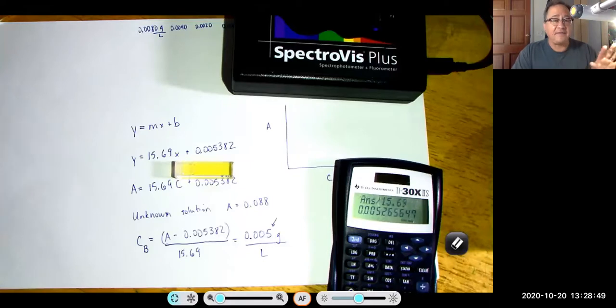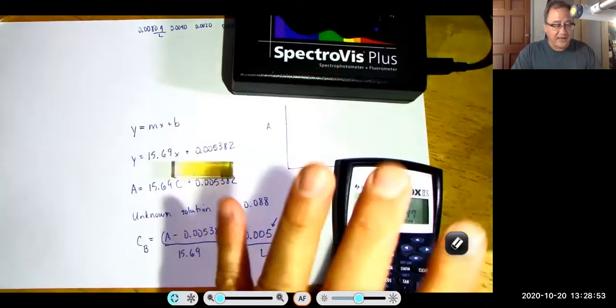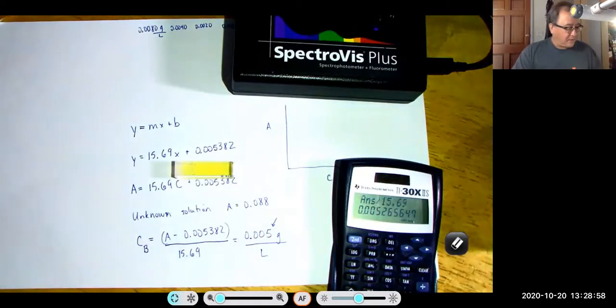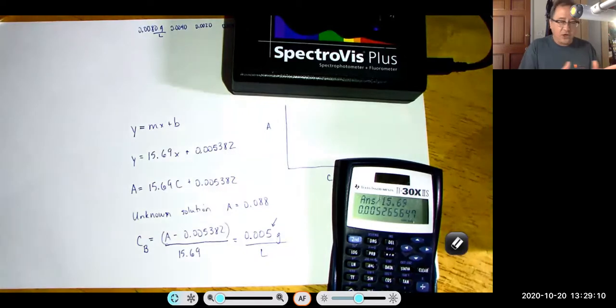I'm not going to have the application graph it. I'm going to make you graph it yourself, and that'll be part of your assignment. And then you're going to have to determine the concentration of the unknown solution. Okay, so I'm going to pause this, set up the dilutions, go through it, and see what we get.